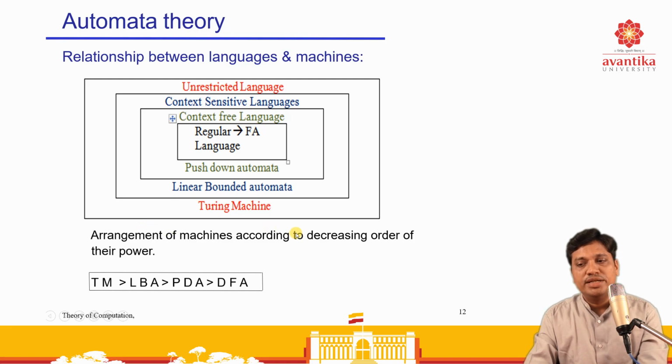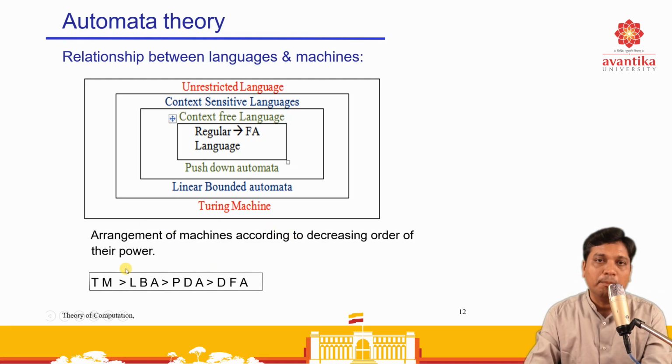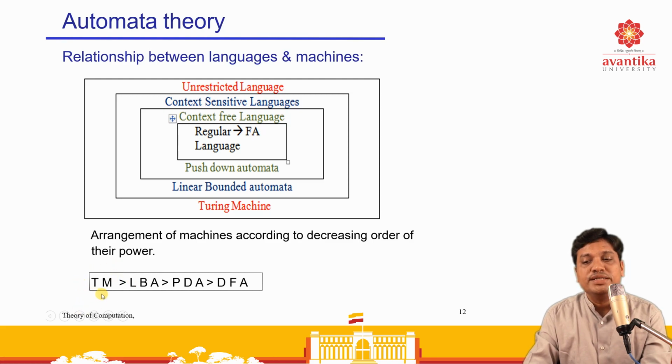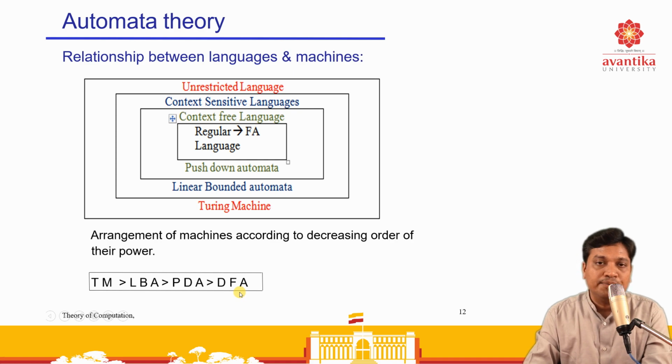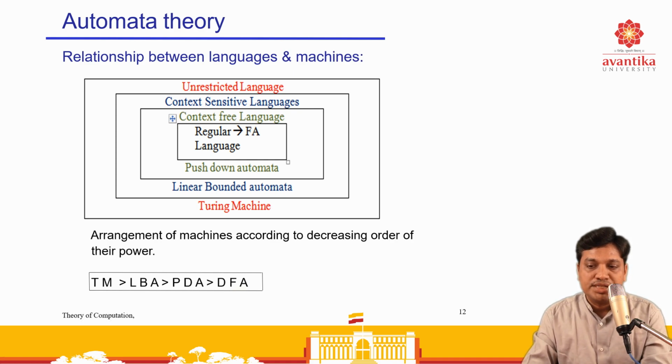So the arrangement of machines according to decreasing order of their power: the most powerful machine is Turing machine. Linear bounded automata is the next, and its accepted language is context-sensitive language. Next is push down automata, and its acceptance language is context-free language, and it is less powerful. So in the relationship between languages and machine, from most powerful to least powerful, Turing machine is the most powerful acceptance model, and the less powerful is DFA.